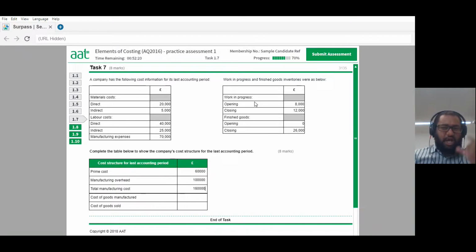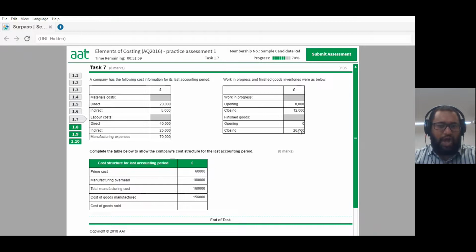The trick here is always remember you add your opening inventory, take away the closing inventory. Adding your total inventory gives you 8,000 pounds. Take away the closing inventory is going to be minus 12,000 pounds. So the net change is minus 4,000.